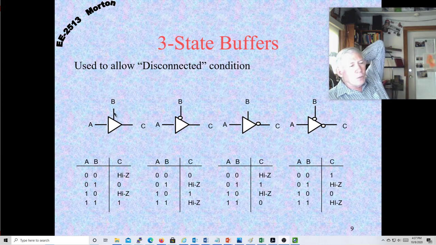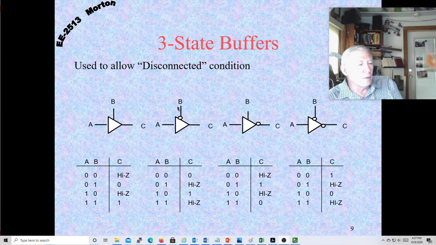If it's inactive, when B is zero, then C is disconnected from A and it's in what's called a high Z state, just like you had clipped the line. If it has a bubble like here, then we call it an active low control. And an active low control, when it's low, that disconnects A from C, or C from A, however you want to think about that. When B is high, then the buffer's working. I switched that around. When it's active, A is connected to C.